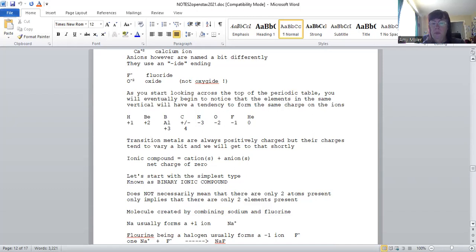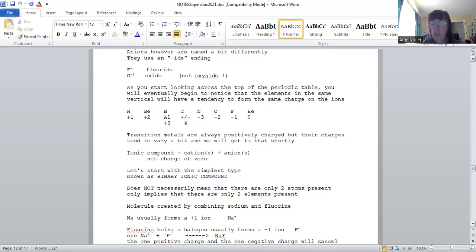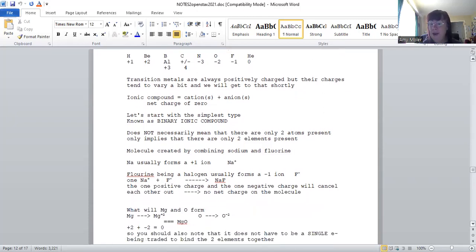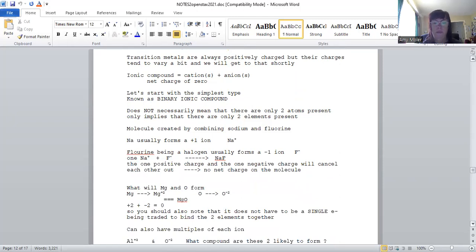One blanket statement we can make about the transition metals is they're all positively charged, but there's a lot of variability. We'll come back to that. So if we're building molecules, you are creating ionic compounds. You want one or more cations combined with one or more anions, such that your net charge is 0. We're going to call these binary ionic compounds, basically 2 elements.